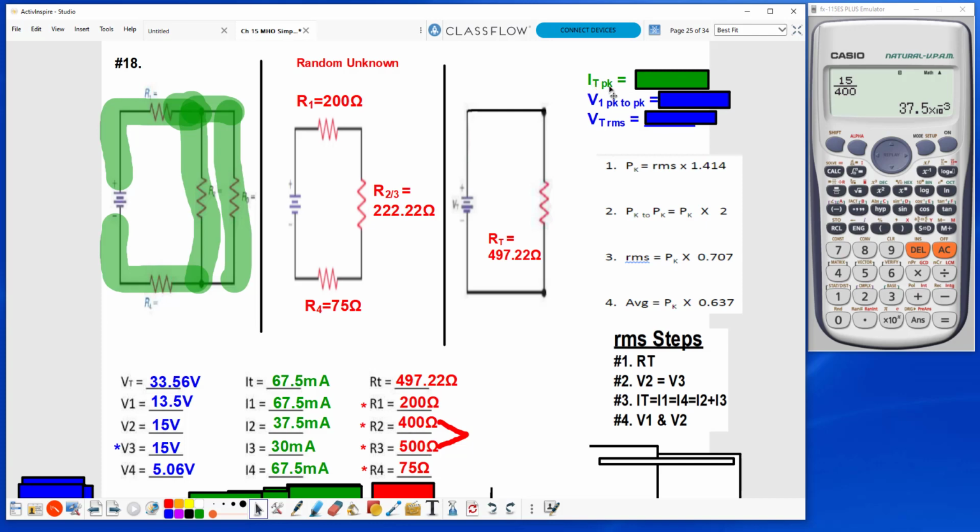So IT peak is equal to the IT of 67.5 milliamps times 1.414. This will give me my IT peak value of 95.45 milliamps.